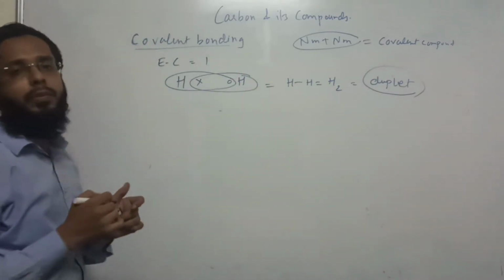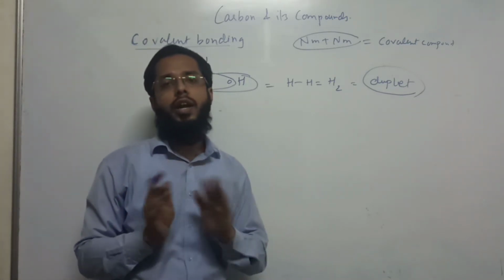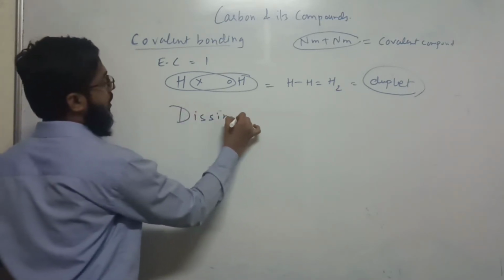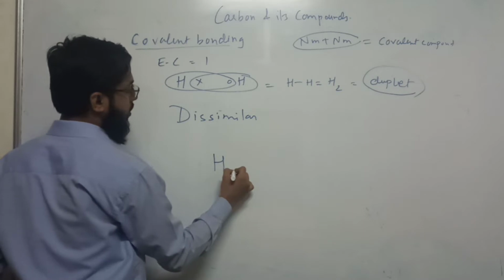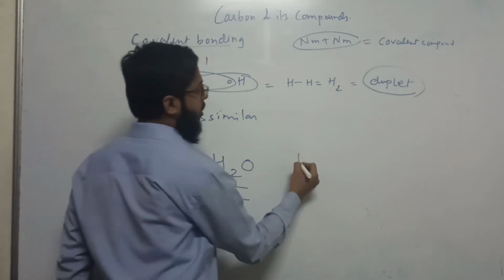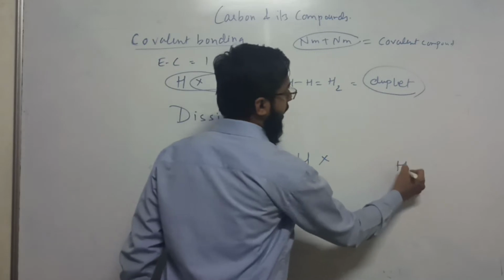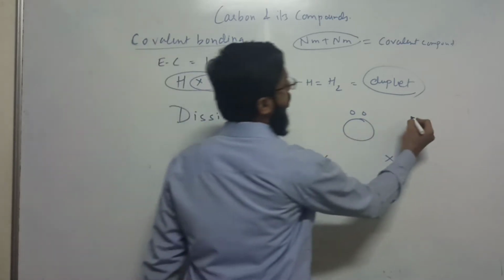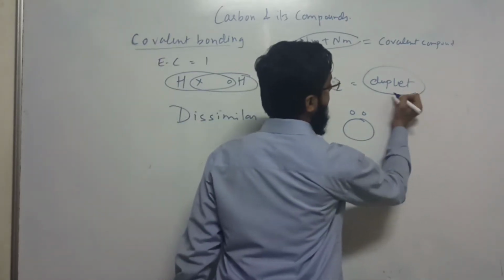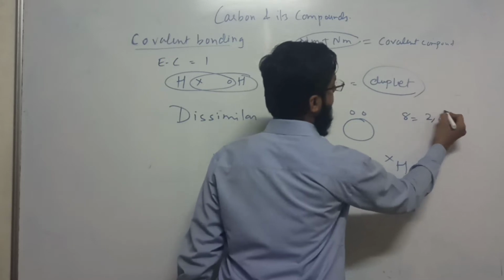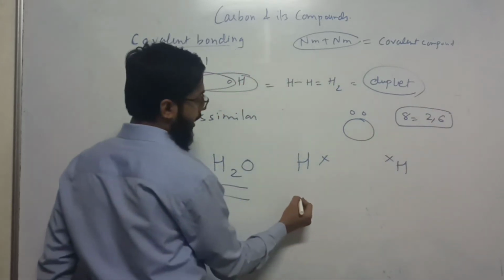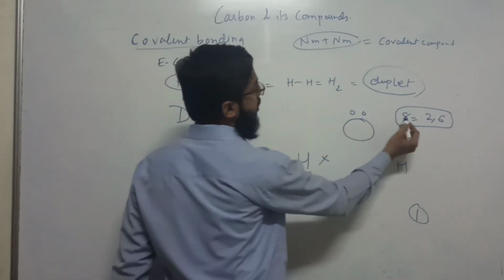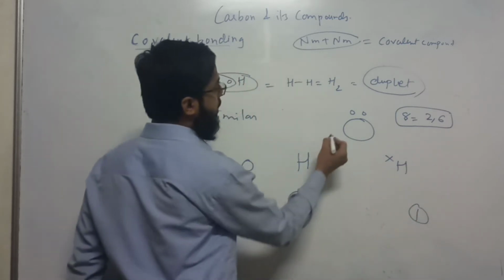So this was about similar atoms like hydrogen-hydrogen, chlorine-chlorine, nitrogen-nitrogen. Now let's see covalent bonding between dissimilar atoms, like water. Hydrogen has one electron, another hydrogen has one electron. Oxygen has 6 electrons; its atomic number is 8 and its electronic configuration is 2, 6. Each hydrogen requires 1 electron to form a duplet structure, and oxygen requires 2 electrons to form an octet structure.